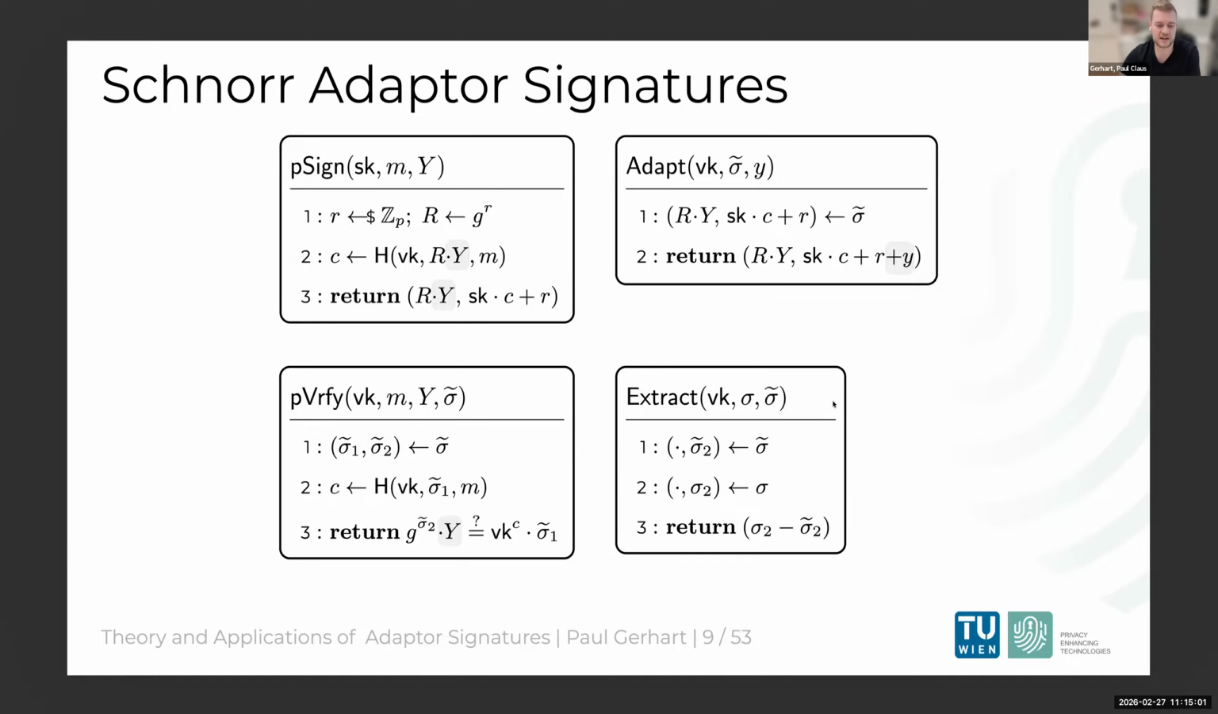At the same time, we want the verification equation to be unchanged to the standard Schnorr verification equation. That's the case because we want to post the signature to the blockchain eventually.